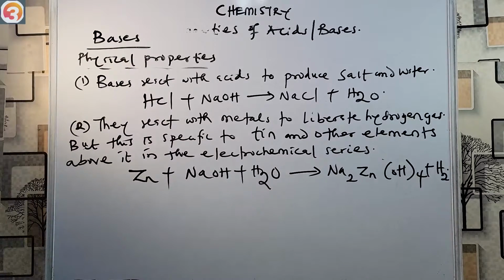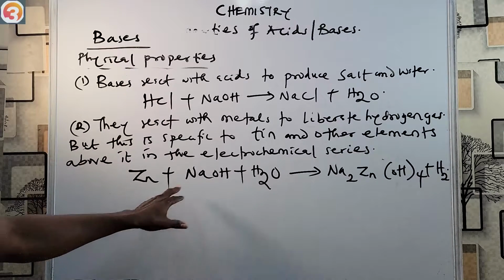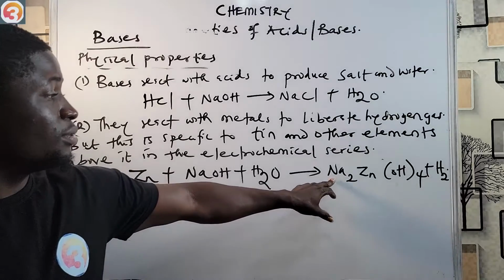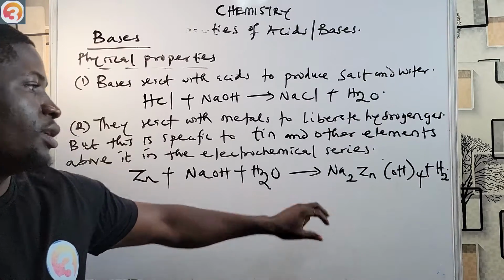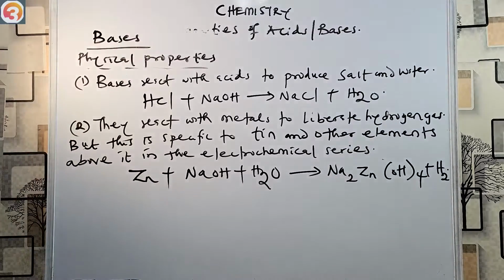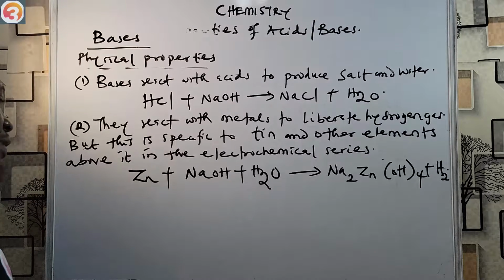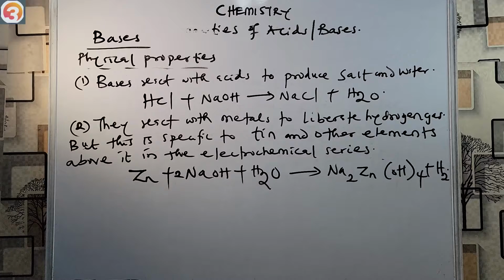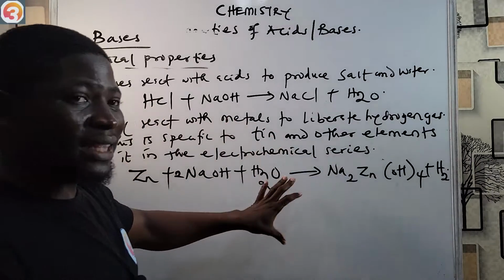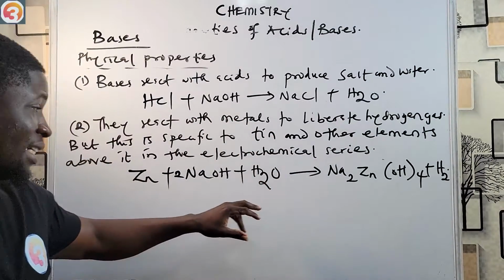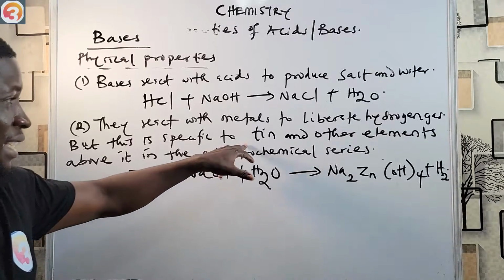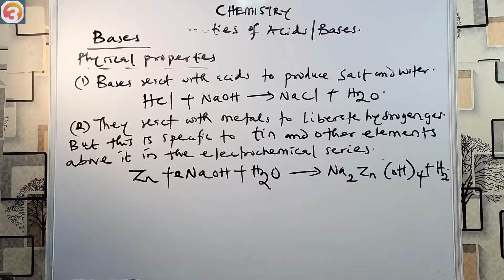So this will be the reaction: Zn plus NaOH plus H2O gives us Na2Zn(OH)4 plus H2. Is it balanced? You have to check. If you put 2 here, I think that equation will be balanced. So they react with metals to liberate hydrogen gas, but it is usually specific to tin and other elements above it.